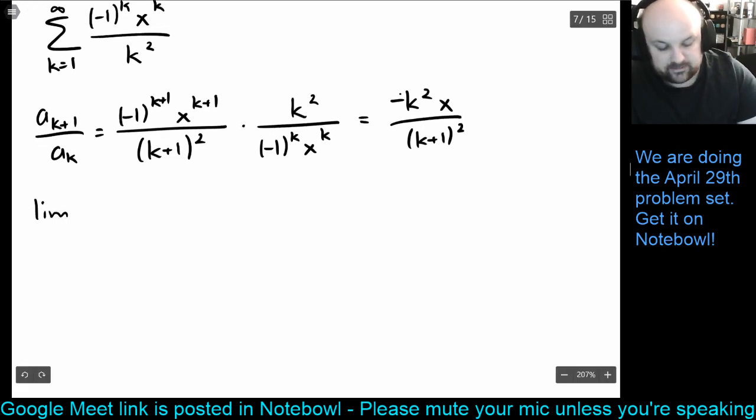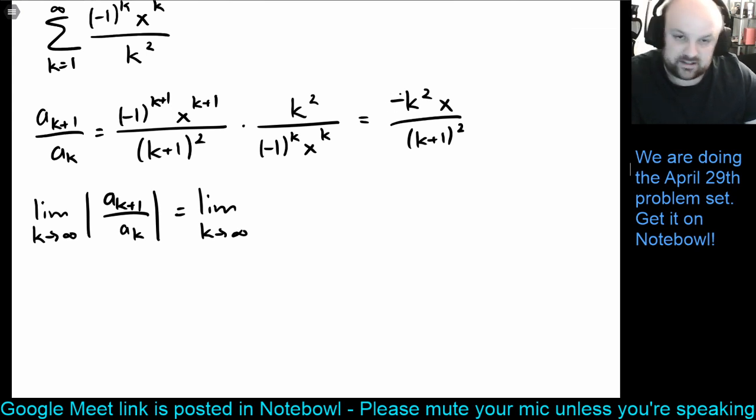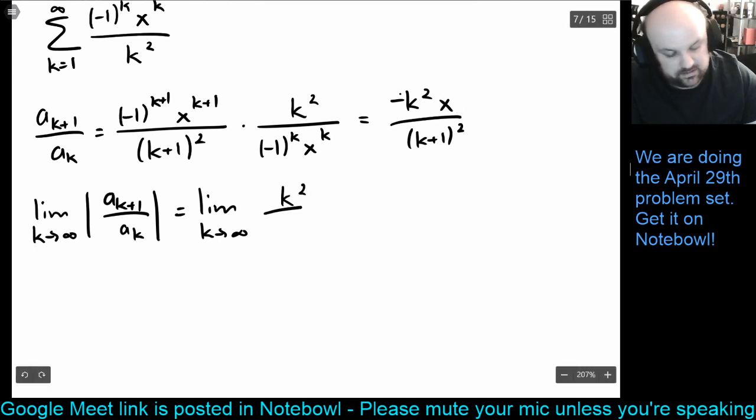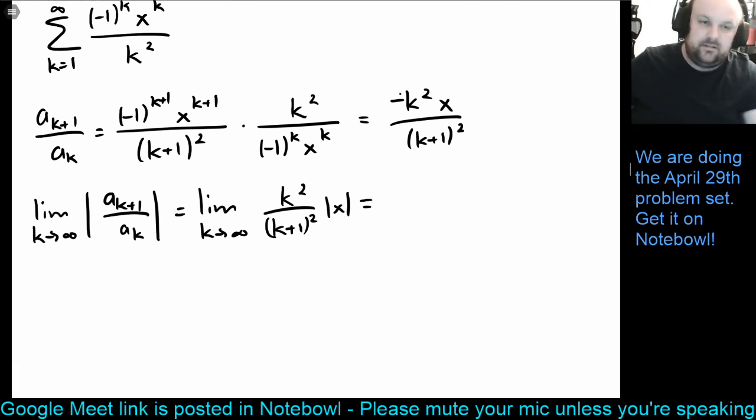And so we take our limit as always. Right? Limit of the absolute value of this stuff. So this negative gets to go away. The only thing that retains the absolute value is the part with x. So k squared over k plus 1 squared, times the absolute value of x. So what is this limit going to be?